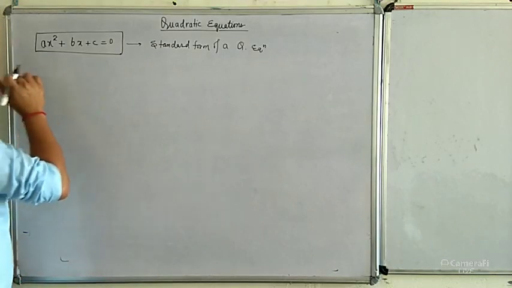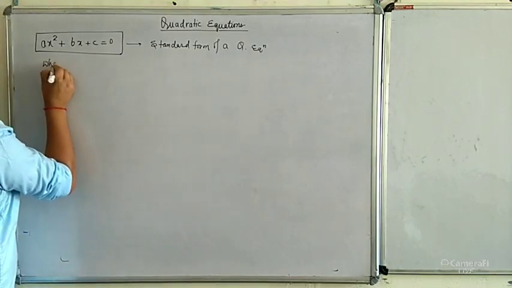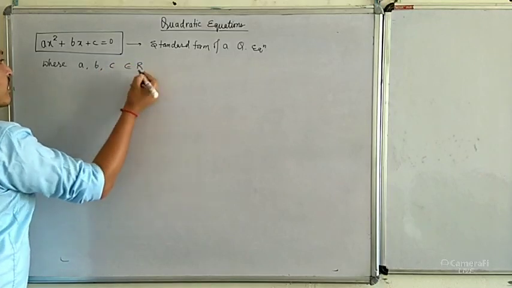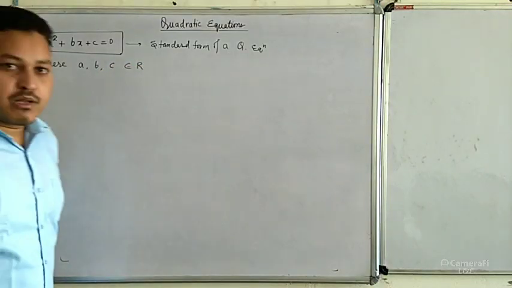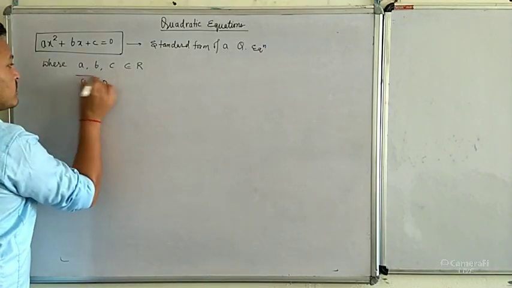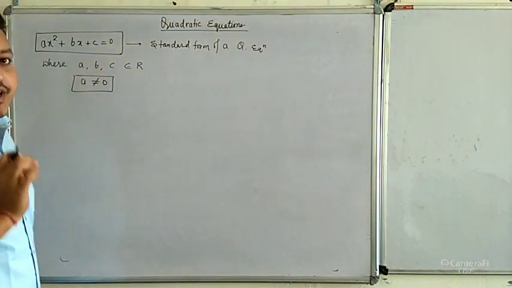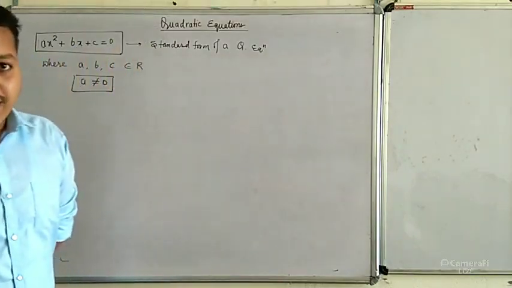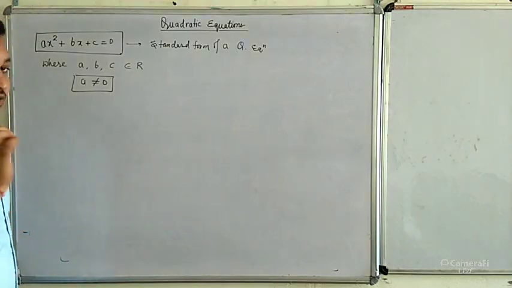A quadratic equation where a, b and c belong to real numbers, but a does not equal 0. a कभी भी 0 नहीं होना चाहिए. If a is equal to 0 in this equation, then a quadratic equation is not possible.